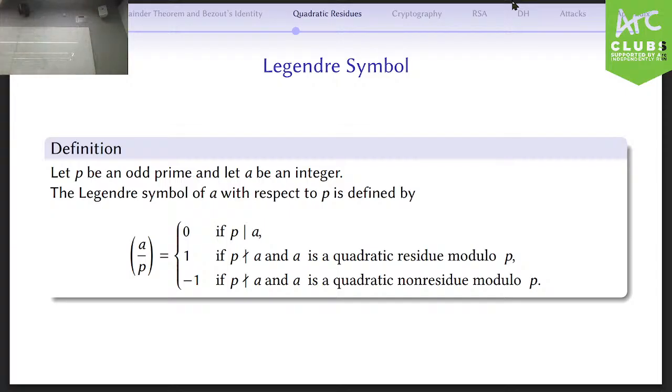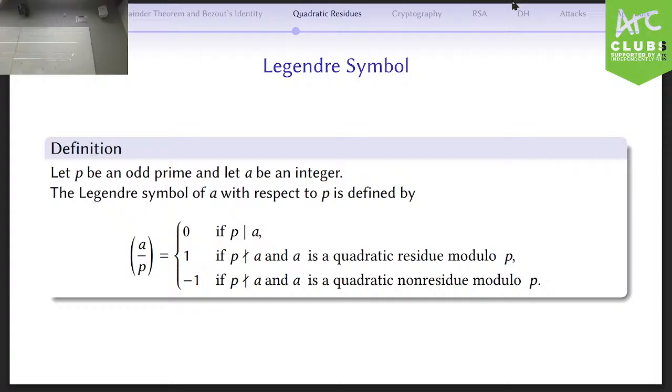This thing, the Legendre symbol, looks kind of like a binomial. It is a pain to type up because you can't do fractions and binomials. But it's basically an identifying function for quadratic residues. The specific difference is that p has to be an odd prime, whereas before with quadratic residues we could take it mod any number. Let a be an integer.